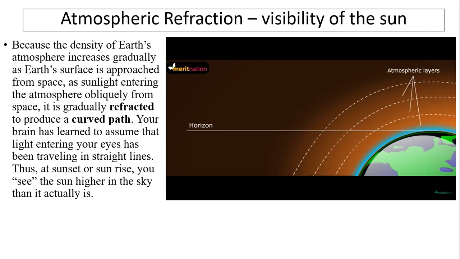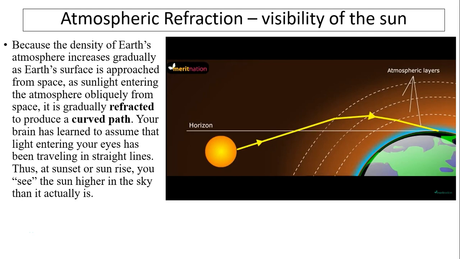So what happens is, just before sunrise, before the sun reaches the horizon, the sunlight enters obliquely into the atmosphere. It gets refracted through the atmospheric layers. Now, this refraction causes the light rays to bend, so the sunlight actually reaches the Earth's surface in a curved path.